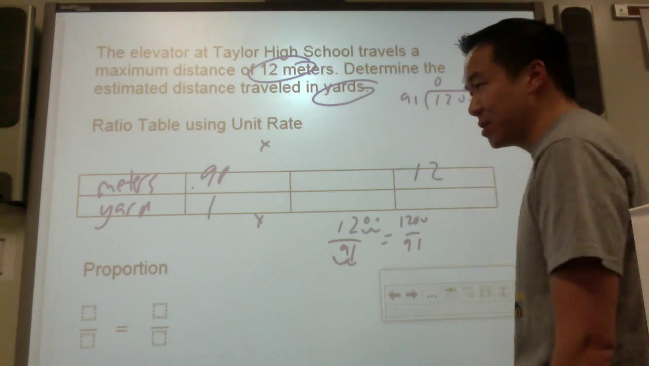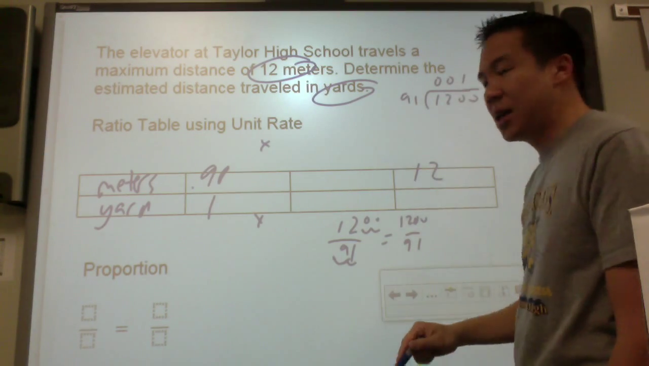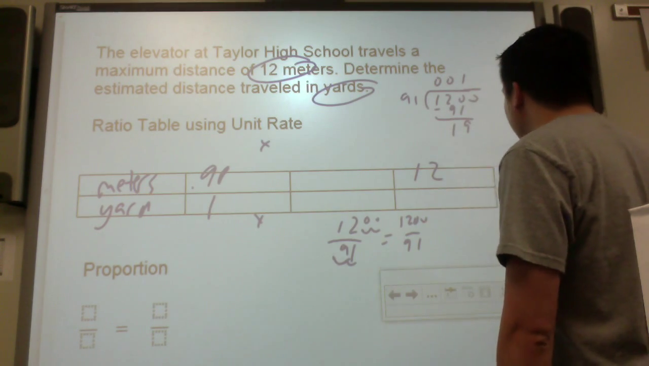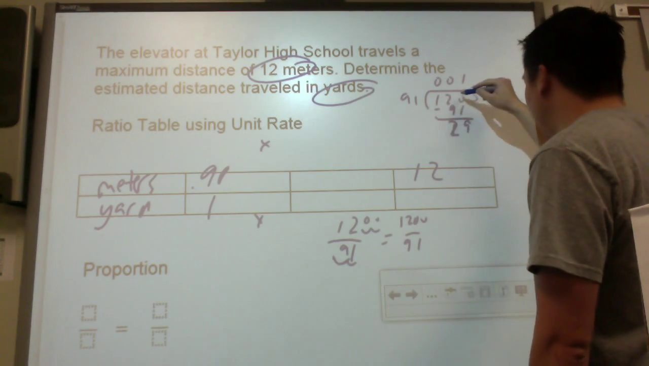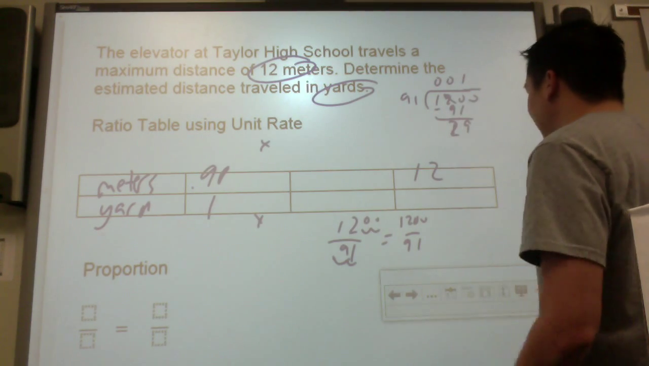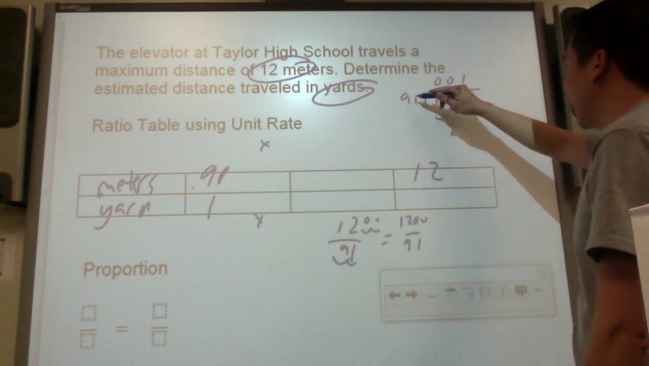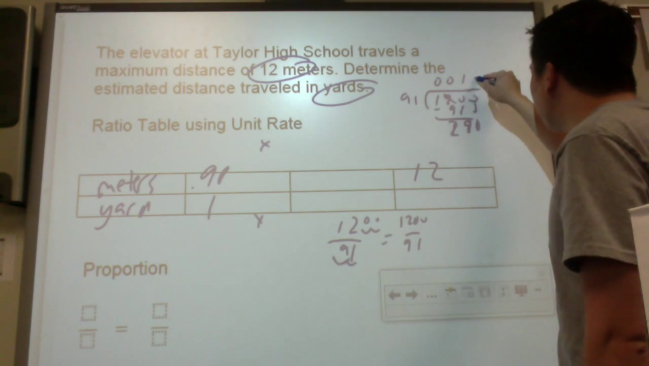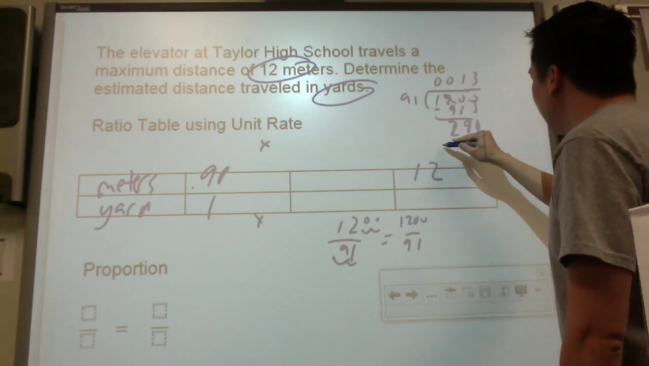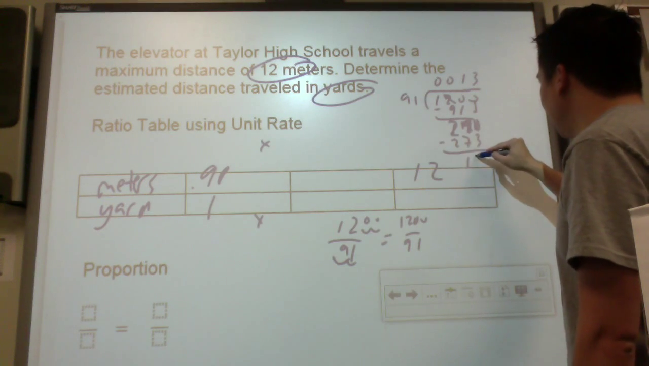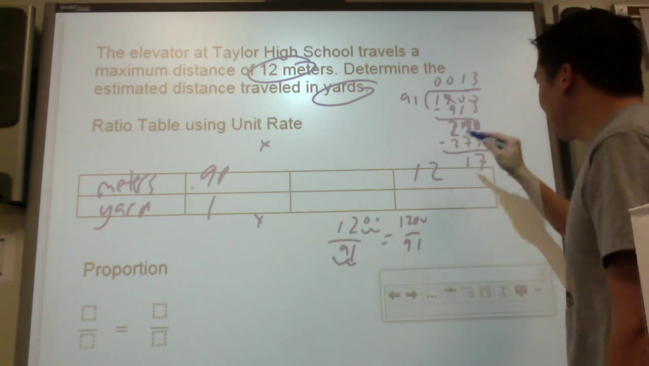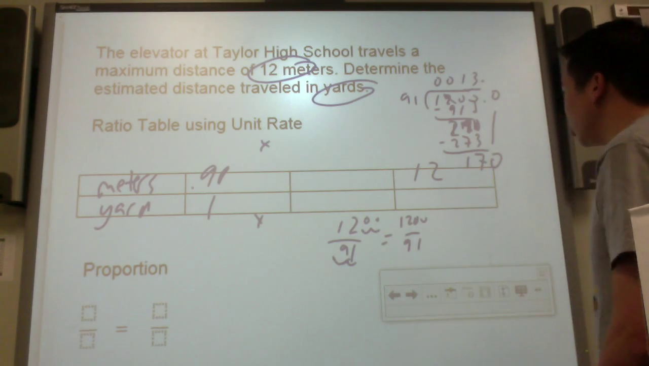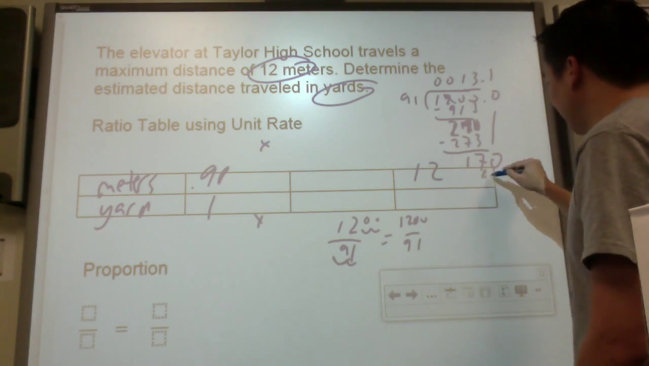So 1200 divided by 91. 91 goes in 1, 0 times. 91 goes in 12, 0 times. 91 goes in 120, 1 time. And the remainder, let's see, is 29. So I can bring down a 0. How many groups of 91 go into 290? About 3 times, I believe. Let's regroup. I need to get rid of this remainder, so I add a 0, bring it down. So how many groups of 91 go into 170? Only about 1 time. And we're going to stop here.